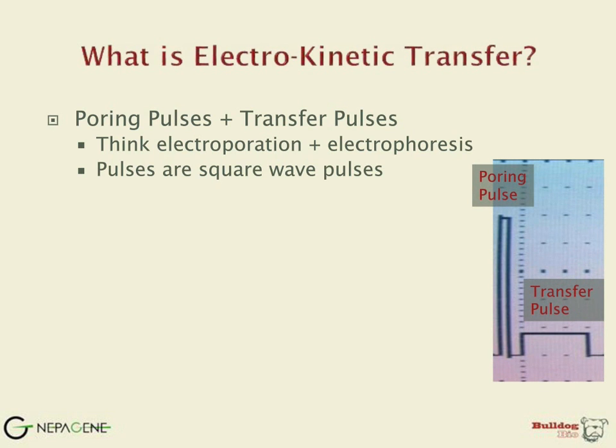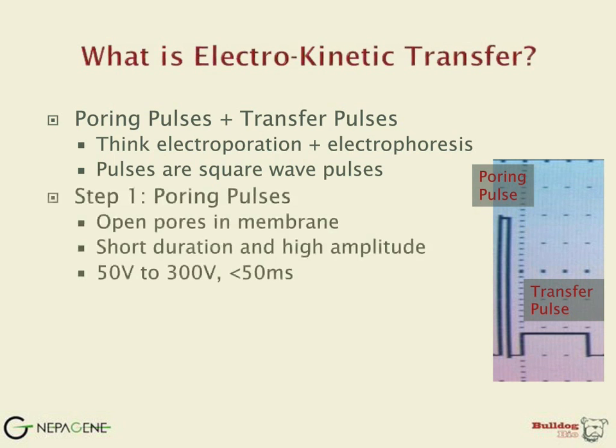One, referred to as the poring pulse, simply creates channels in the cell membrane, much like electroporation. The difference being that the voltages used to porate are a magnitude lower than those for electroporation. The second type of pulse is the transfer pulse, and this is used to carry charged molecules from the media into the porated cells. I like to think of it as electrophoresis, but on a much shorter time frame and, of course, in a different matrix.